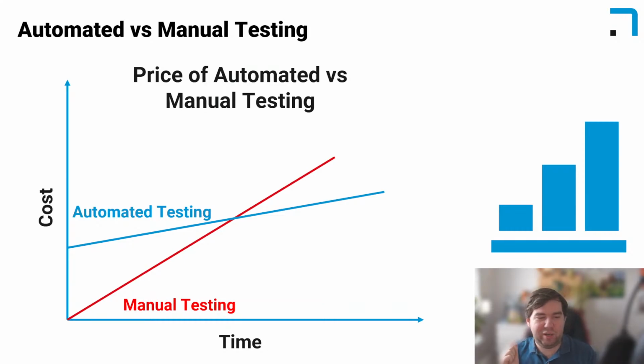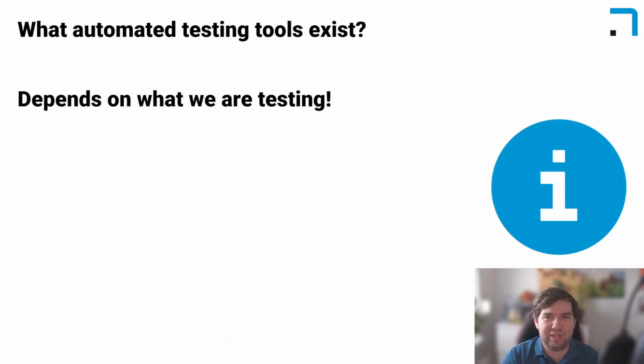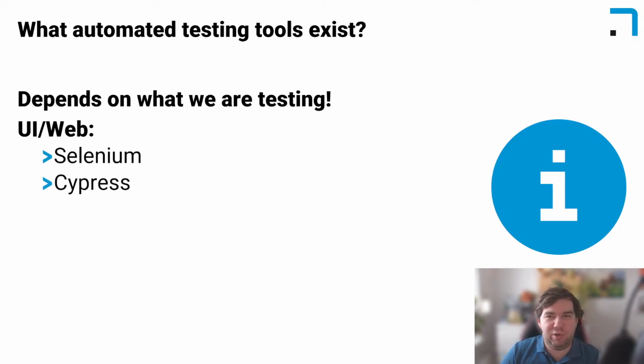So I know we're running out of time, but that's okay because we're just about to finish up. So what automated testing tools actually exist? Well, it depends on what we're really testing. And I'm going to summarize a bit of Daniel's talk from earlier last month about becoming a test automation engineer. Because if we're talking about UI or web testing, then we're probably talking about Selenium or Cypress or Playwright. These are the common ones, especially for web testing, that we can use.